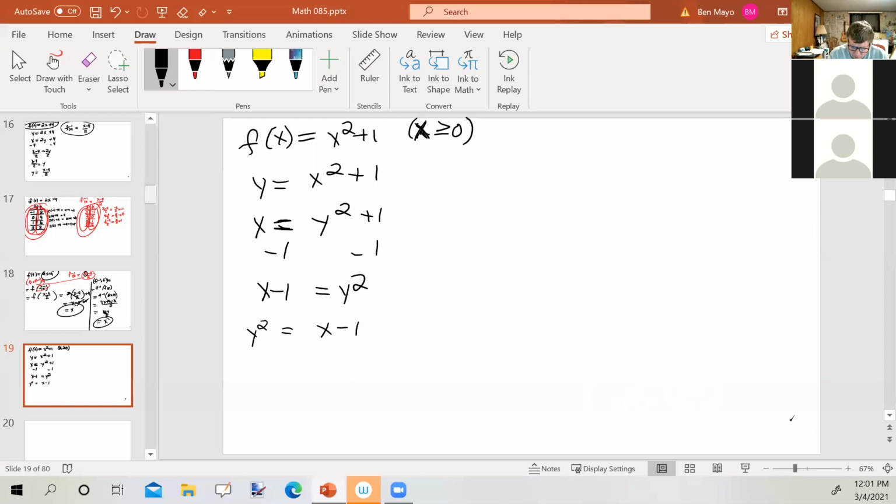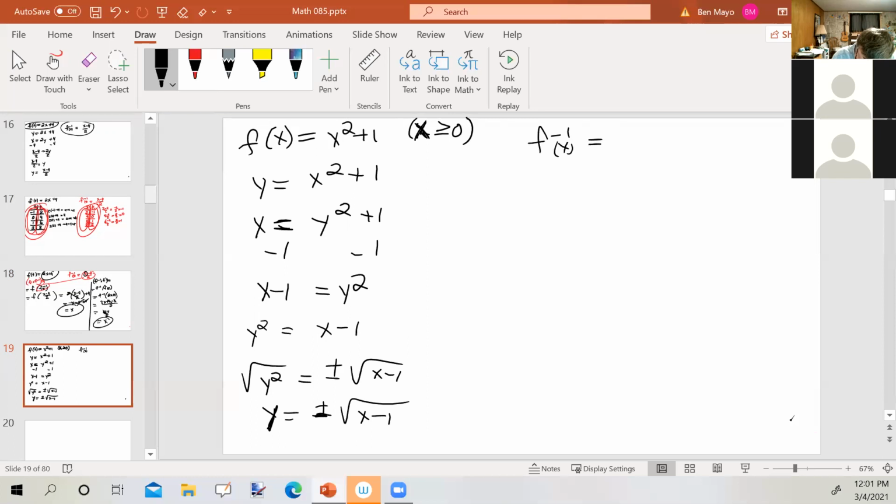So what would I do now to solve for y? Well, I'd take the square root of both sides of the equation. Don't forget the plus or minus. And then finally, step 4, rewrite using inverse function notation. F inverse of x equals plus or minus the square root of x minus 1. And there you go. There's a problem, however.